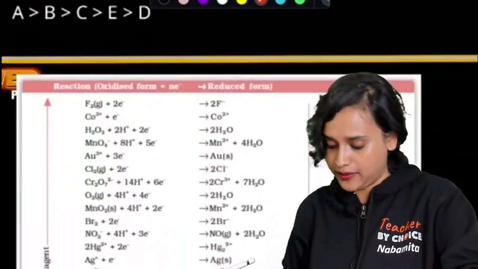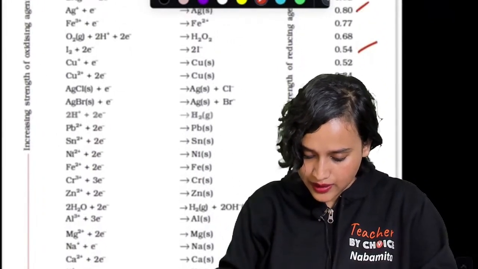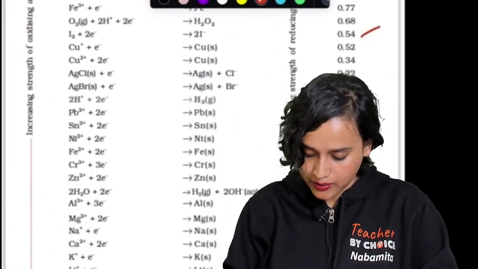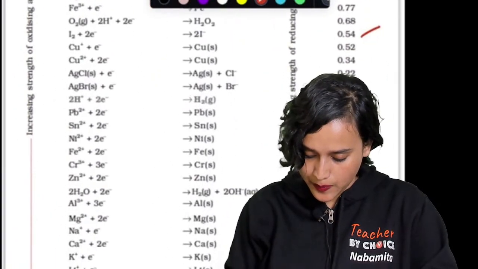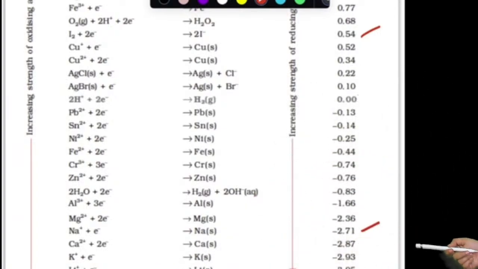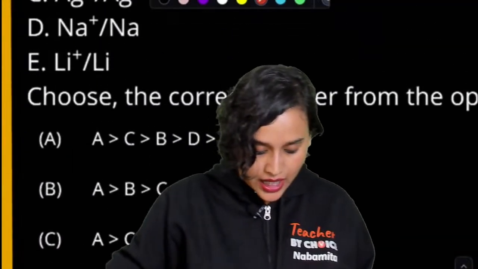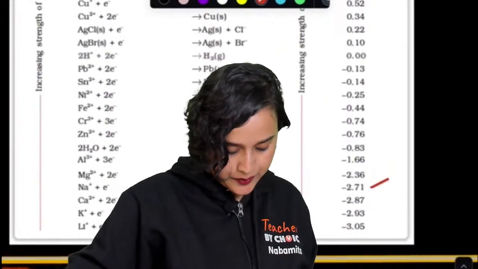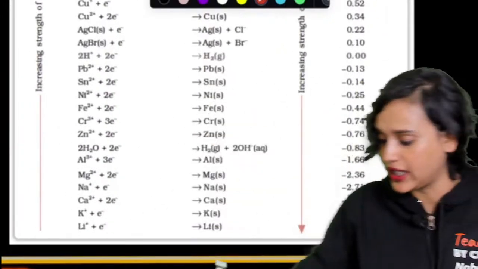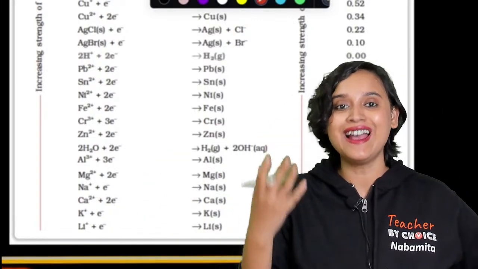Next, what do you have? Na plus to Na. Just remember this. Na plus to Na is right here. Minus 2.71, guys. Minus 2.71. Alright. And finally, the last one is Li plus to Li. Li plus is at the end. The last one is Li, everybody. So minus 3.05.